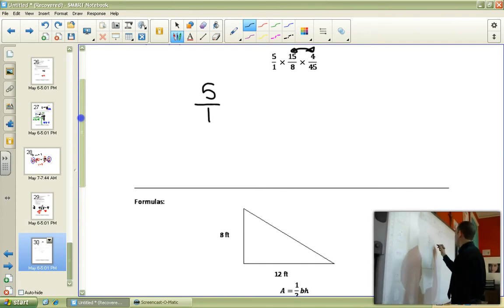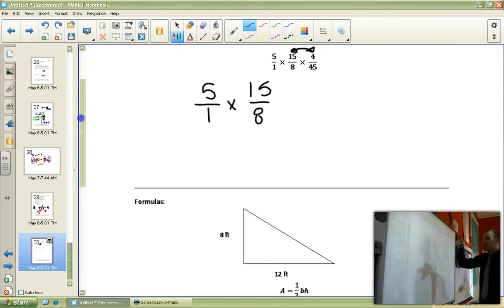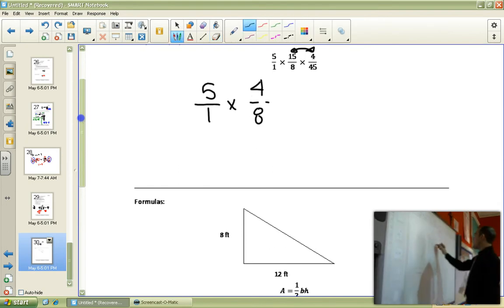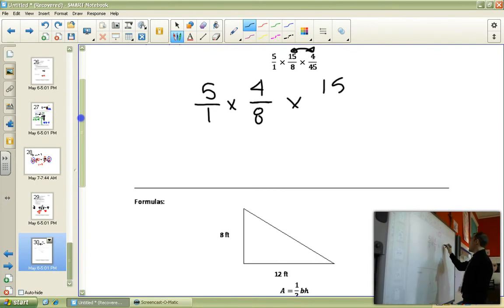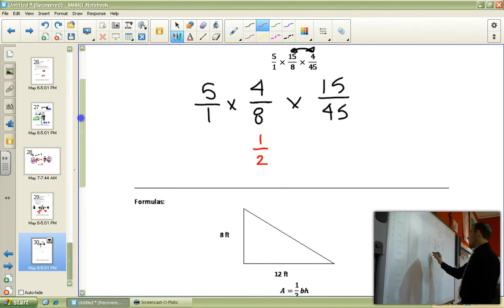So I have 5 over 1, 15 over 8. I wonder if you recognize those from the previous page. And I don't have 15 over 8 because I switched the 4 there. So I've got 4 over 8, and I've got 15 over 45. Now, I know that 4 fits into 4 and 8 1 and 2 times, so I'm going to turn those into a 1 and a 2. And I know that 5 over 1 is here.